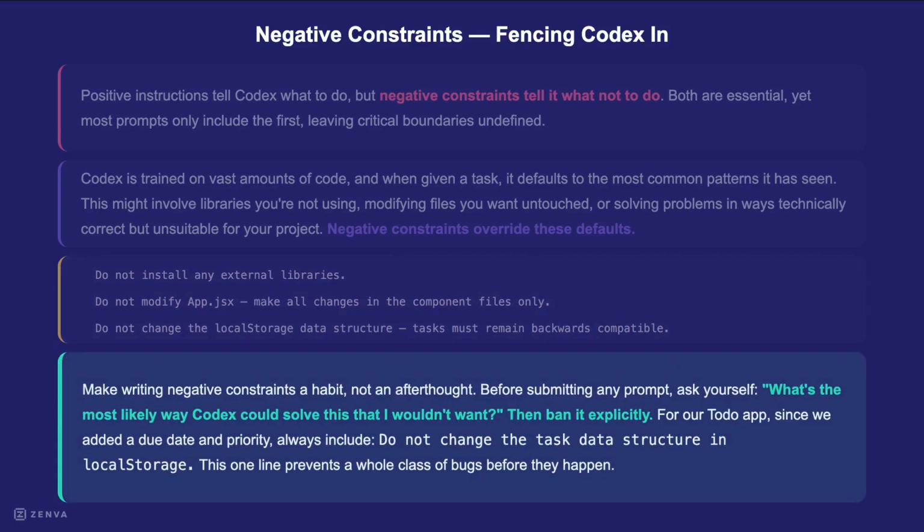Make writing negative constraints a habit, not an afterthought. Before any prompt, pause and ask, what's the most likely way Codex could solve this that I don't want? Then clearly ban that in your prompts. For our to-do app, always ensure "do not change the task data structure in local storage." This habit will save you from many bugs and refactoring.